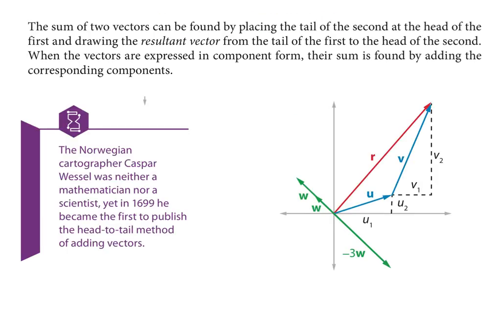The sum of two vectors can be found by placing the tail of the second at the head of the first. The resultant vector goes from the tail of the first to the head of the second. When the vectors are expressed in component form, their sum is found by adding the corresponding components. He was not a mathematician or a scientist, but he was the first to publish this concept. All right, so vector sum.